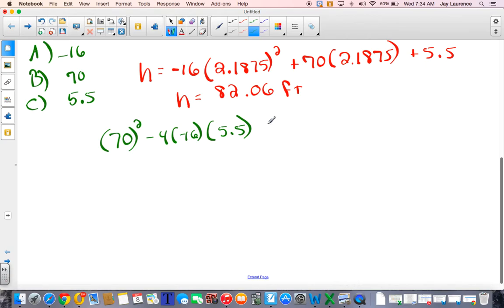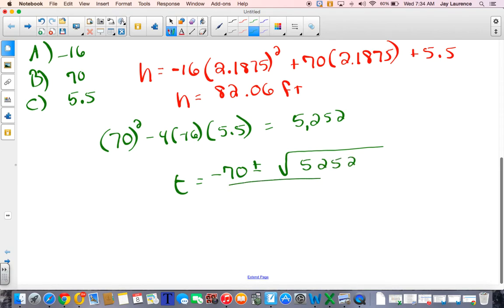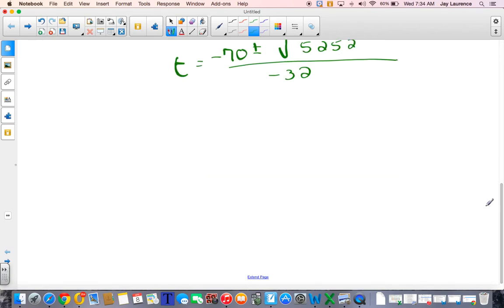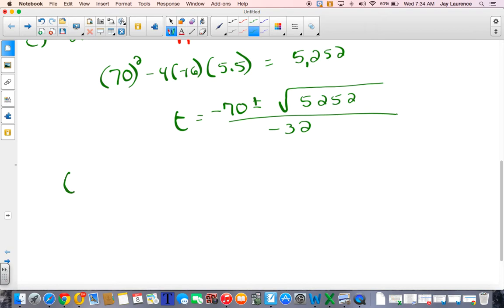All right, so it looks like my discriminant is equal to 5,252, which is not a perfect square. I checked it on my calculator. So I'm not going to use a decimal form of it. I'm going to take t equal to the negative of b plus or minus the square root of 5,252, and that's all going to be over negative 32. So there's two times here, right? Now, the first one would be this.